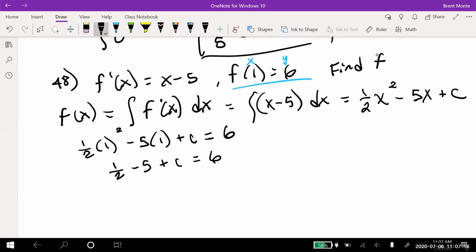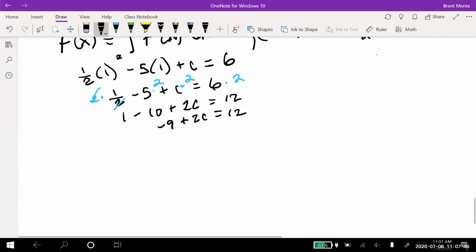Not a big fan of fractions. Most students don't like to work with those. So what I'm going to do is multiply both sides of the equation by 2 to get rid of my fraction. And on the left side, I've used the distributive property to multiply each piece by 2. Those 2's cancel. So I get 1 minus 10 plus 2c equals 12. The 1 minus 10, of course, is negative 9 plus 2c equals 12. Now I can add the 9 to both sides. I'm going to get 2c is 21, and then divide by 2, c equals 21 halves.